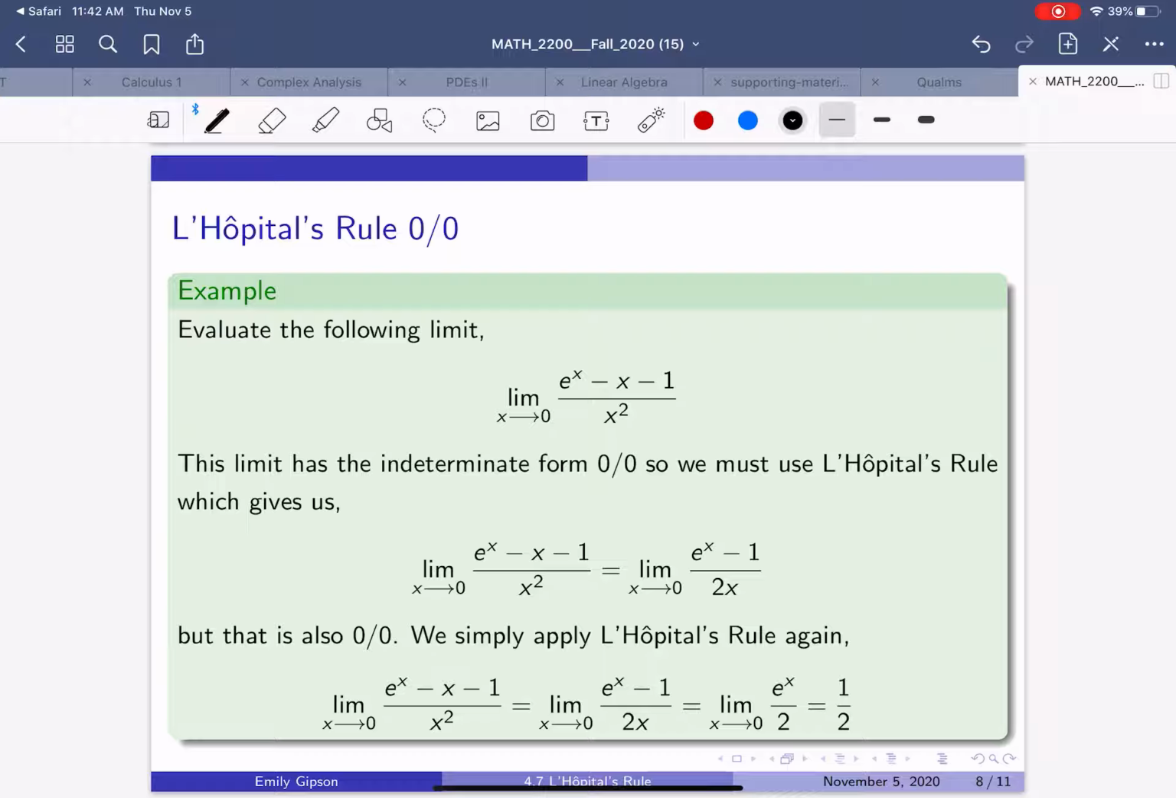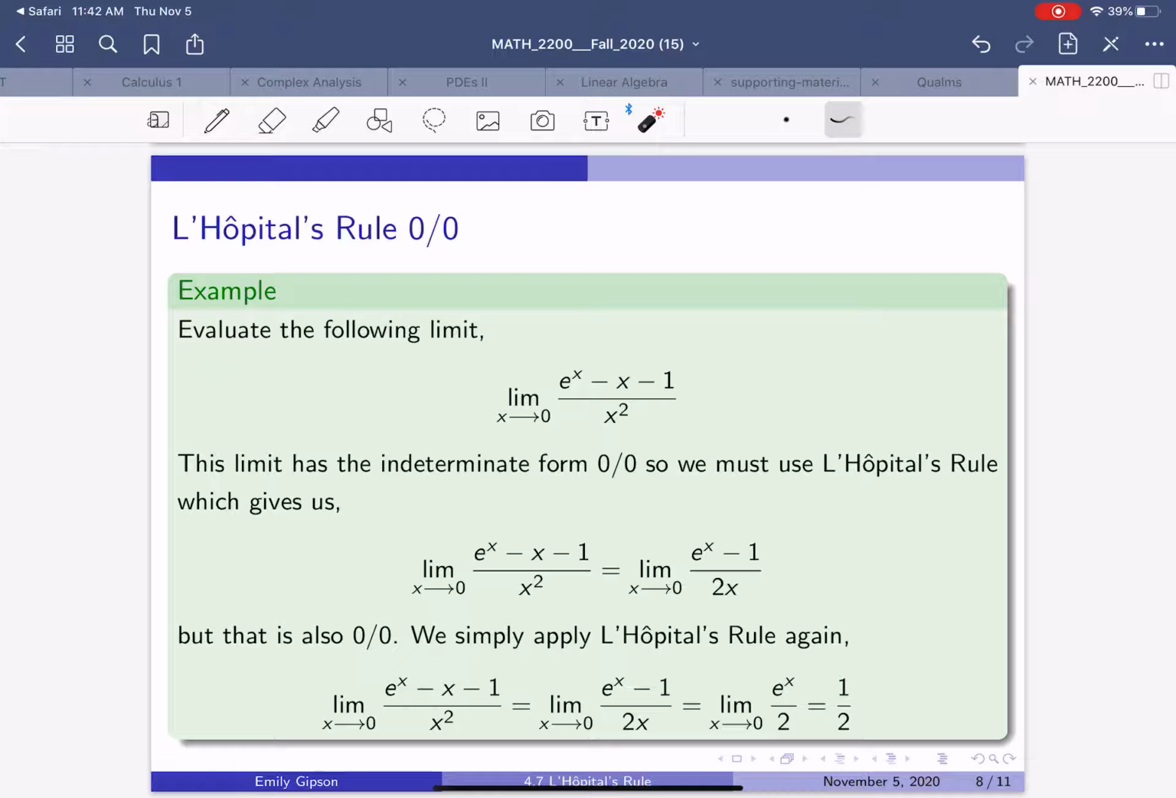And we can tell that when we plug in 0, e to the x becomes 1. We have 1 minus 1. Oops, we've got a 0 over 2 times 0, which is 0. So we've got 0 over 0 again. Well, what can we do? The answer is we just have to apply L'Hopital's rule again. So we apply it one more time and we get just e to the x over 2. And when we plug in 0, we get 1 over 2.